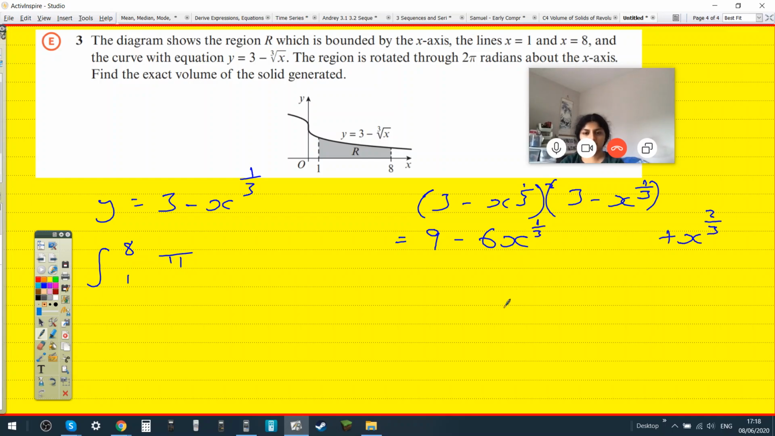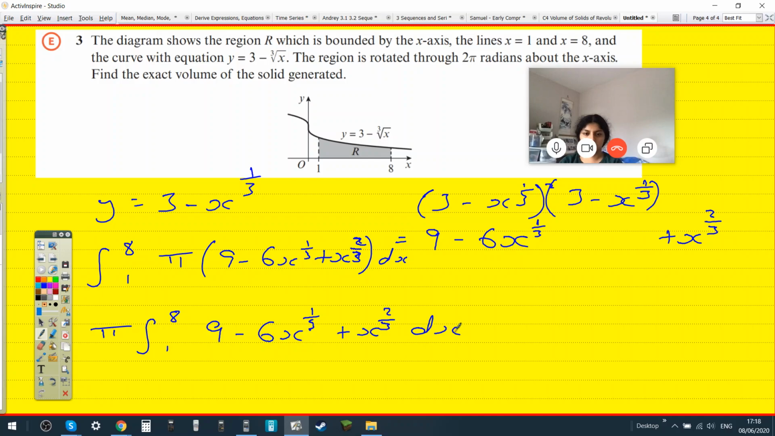Am I crazy? Is that to the 1/3? Yeah, that is. So that's that. So then you had to do pi times 9 minus 6x to the third plus x to the 2/3 with respect to x. You said you can take the pi out and just deal with that at the end. And you just go through it the normal way. 9x, that's going to be minus 6 over 4 over 3, x to the 4 over 3, plus 3 over 5 x to the 5 over 3.